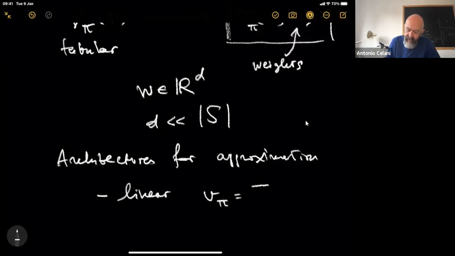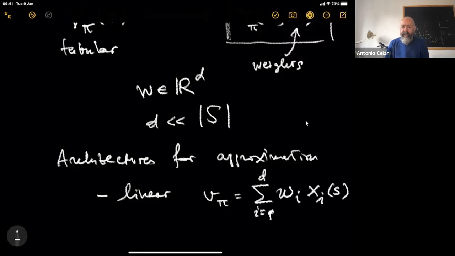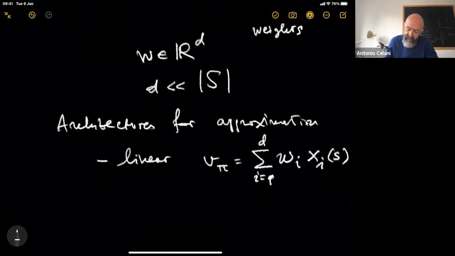We're going to describe this as a sum over the weights times some x_i's. Okay, so another way of writing this is w, which is a row vector of length d, times the column vector x, again of dimension d, for every s. Okay, so that's the same. So this is a linear approximation.